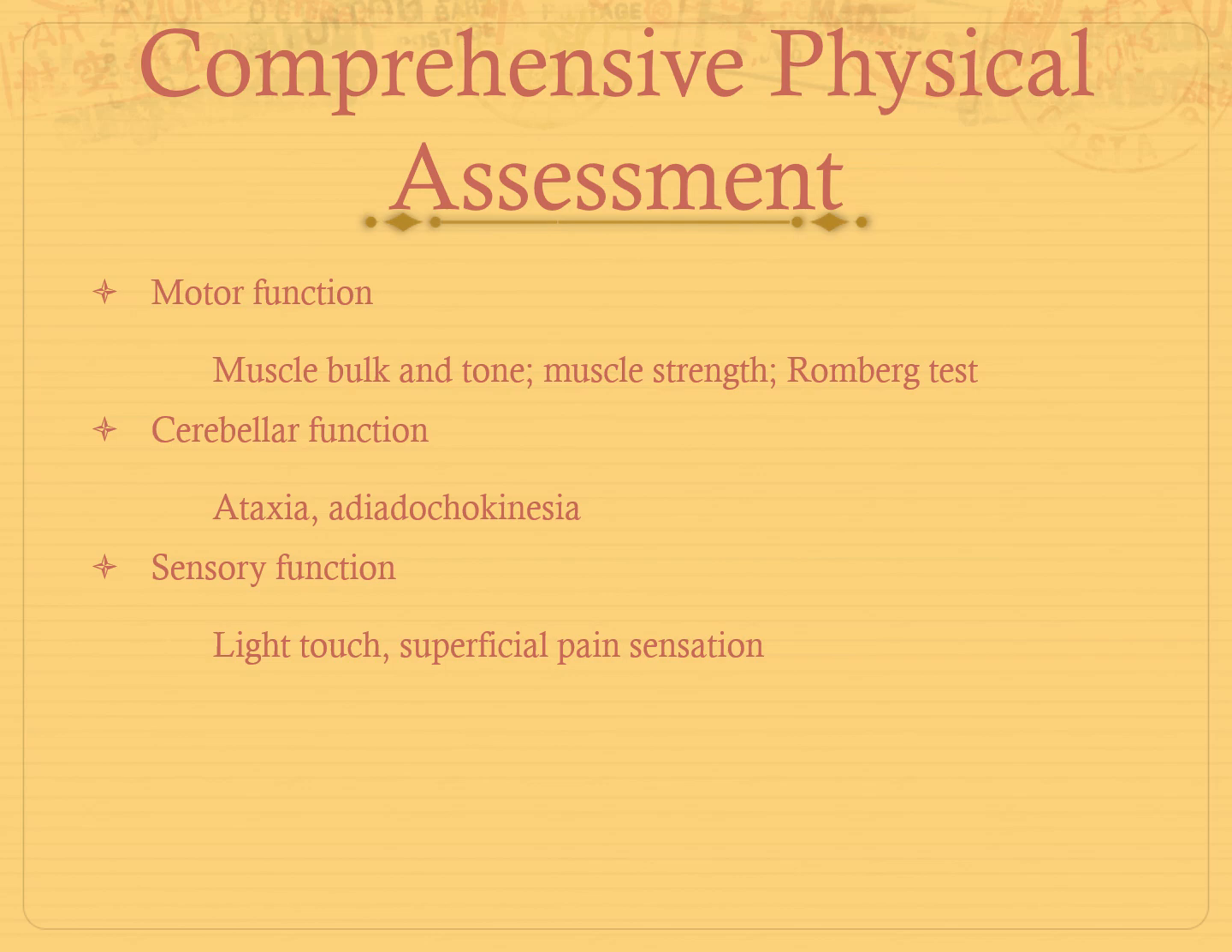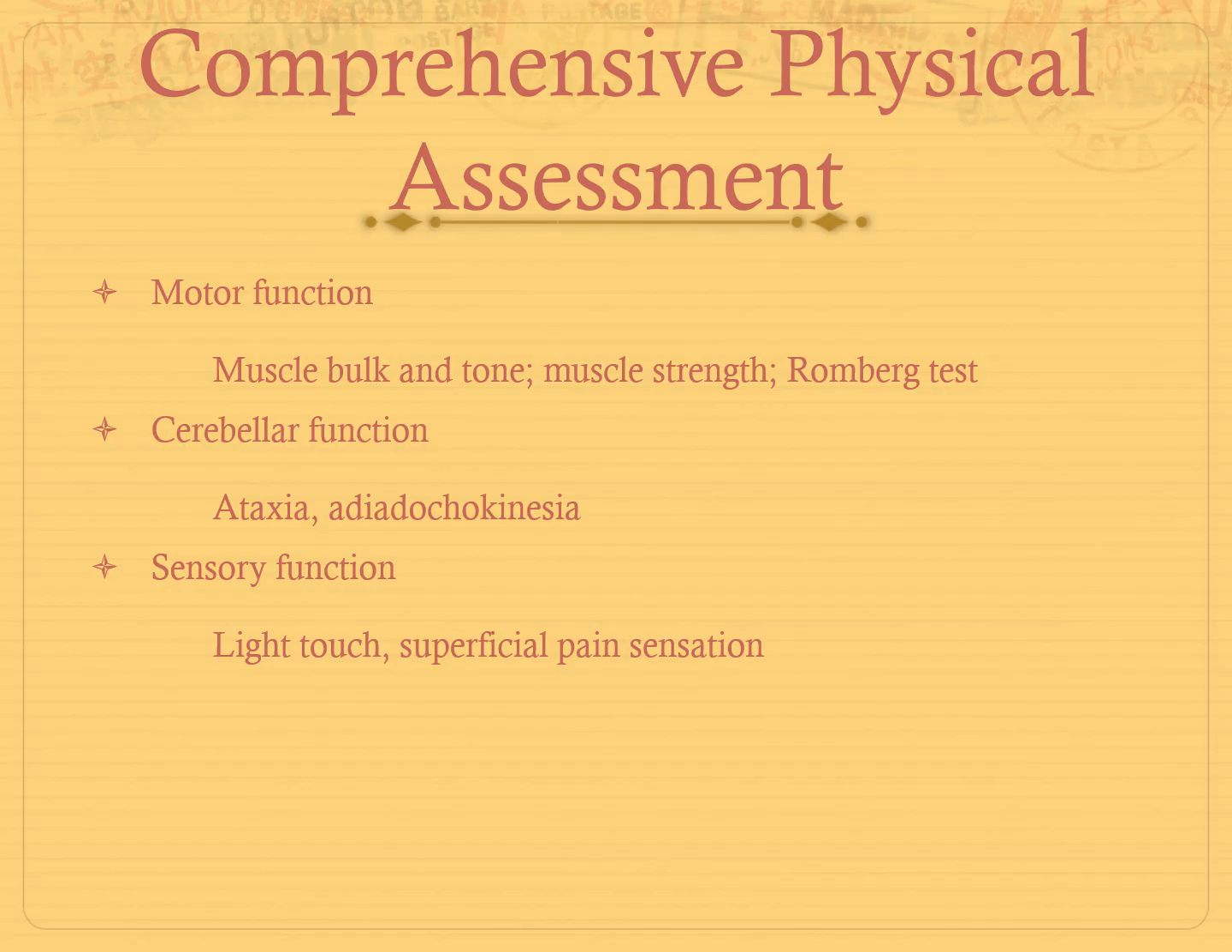So starting with motor function, which evaluates the patient's ability to produce voluntary movement and helps determine whether the motor pathways of the brain, spinal cord, peripheral nerves, and muscles are intact. So we're assessing 3 major components: muscle bulk, muscle tone, and muscle strength. So for muscle bulk, we're going to start by simply observing the patient's muscles. And we're observing for symmetry, size, and shape. And the muscles of both sides of the body should appear relatively equal.